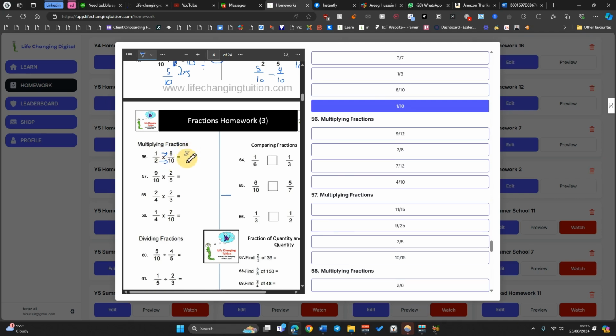So 1 times 8 is 8, and 2 times 10 is 20. Now that's not in the options here, but we can simplify it. We can divide both of the top and the bottom by 2. That'll give us 4 over 10.